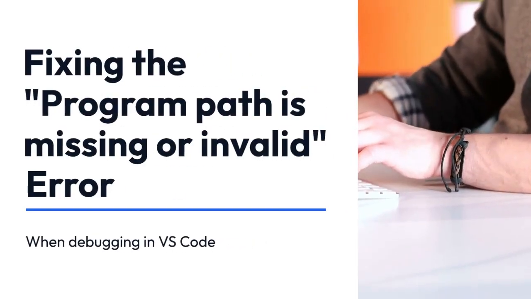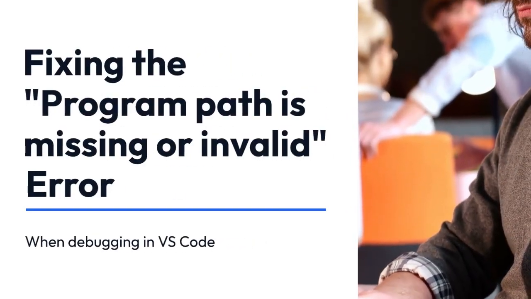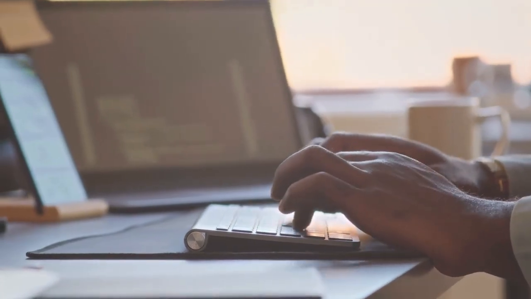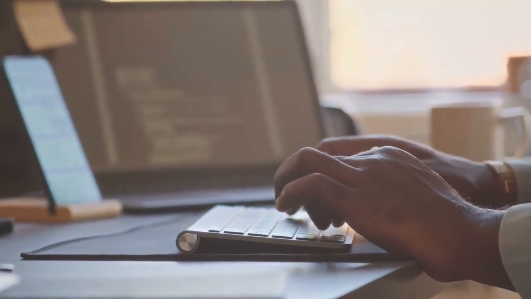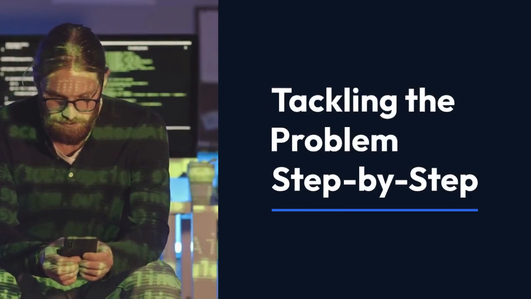We're explaining how to fix the "program path is missing or invalid" error when debugging in VS Code. This frustrating error pops up when VS Code can't find the executable file your debugger should run. Let's tackle this problem step by step.